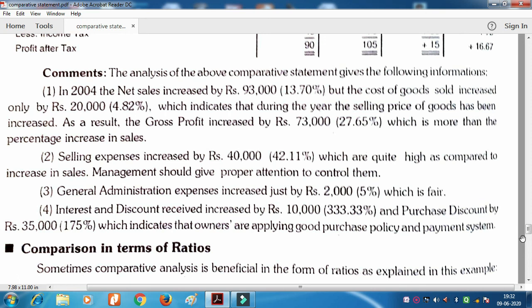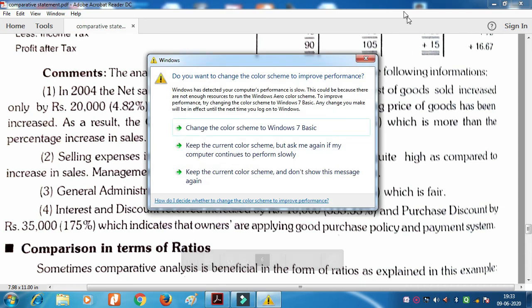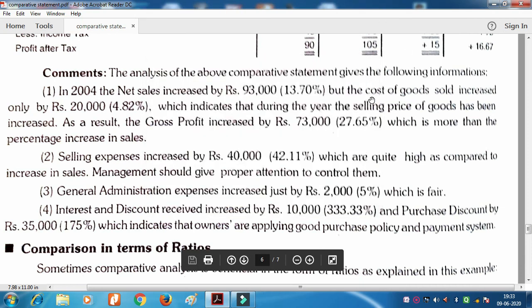And lastly, you need to add some comment. As in this case, you can see that net sales increased by this much and selling expense increased by 40,000, that is 42.11%, which is quite high as compared to the increase in sale. Management should give proper attention to control them. Similarly, you can see general administration expenses increased just by 2,000, which is fair. Interest and discount received increased by 10,000, purchase discount by 35,000, which indicates that owners are applying a good purchase policy and payment system.